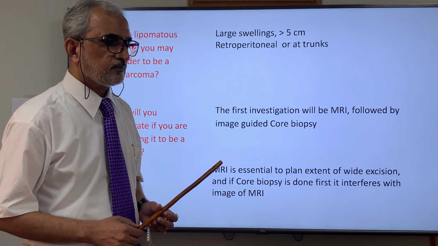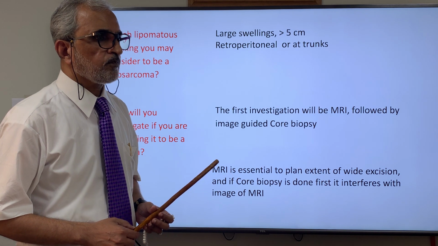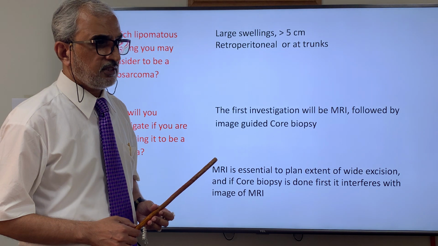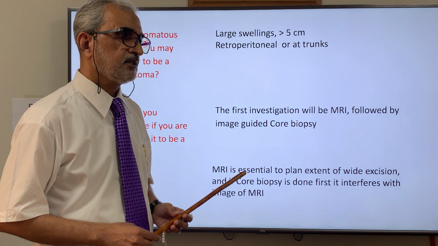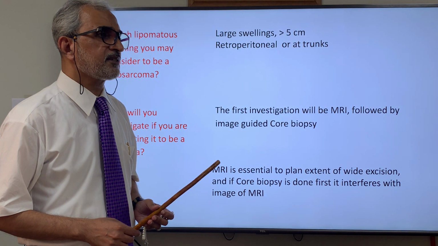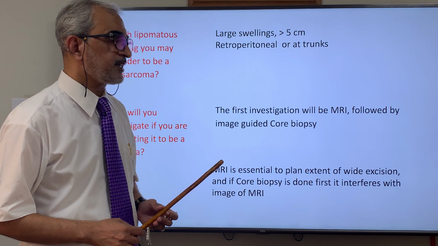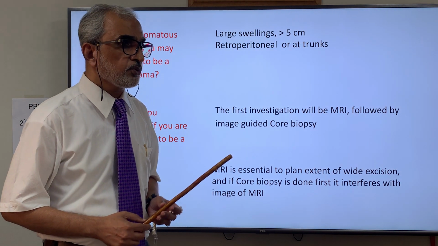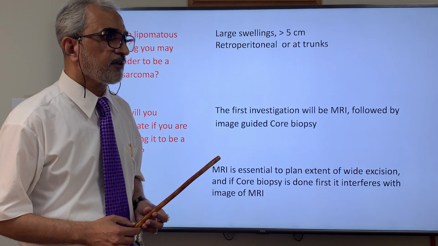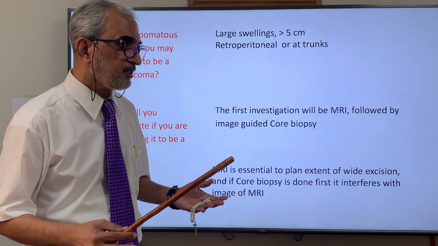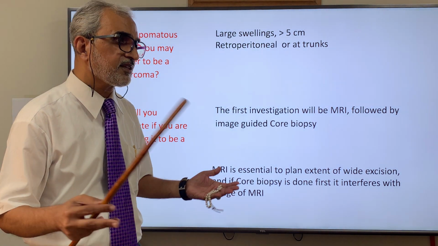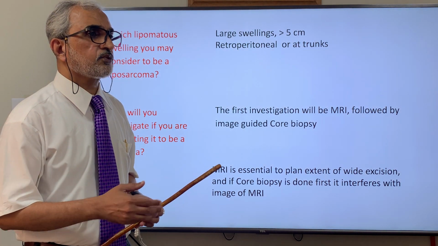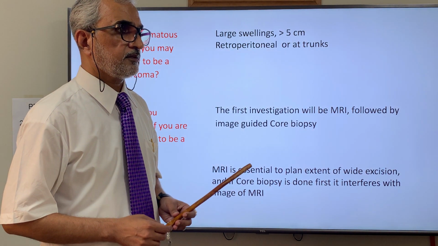Which lipomatous swelling may you consider to be a liposarcoma? Well, if a swelling is large, much larger than 5 centimeters, and especially if the swelling is present in the trunk or at the back, in the retroperitoneal tissue, and the swelling is also giving a history of enlargement, sudden enlargement or increased enlargement, because lipomas grow very, very slowly, then I might suspect that that could be a liposarcoma.